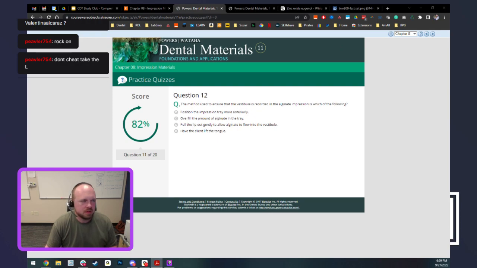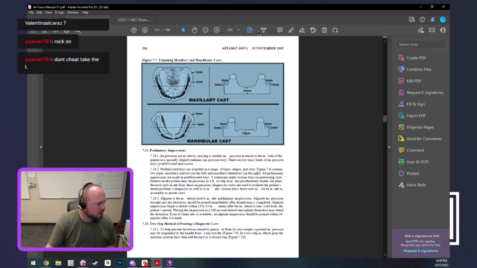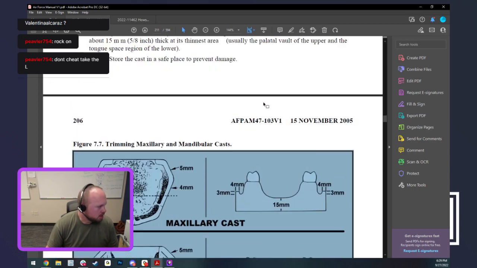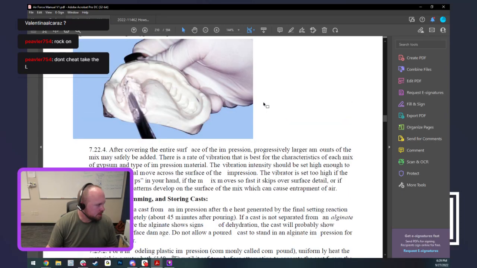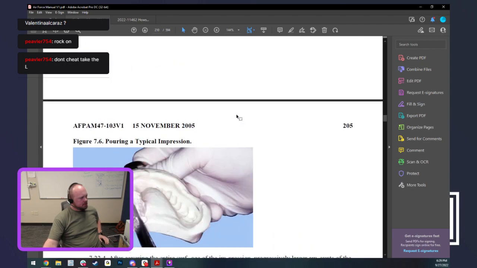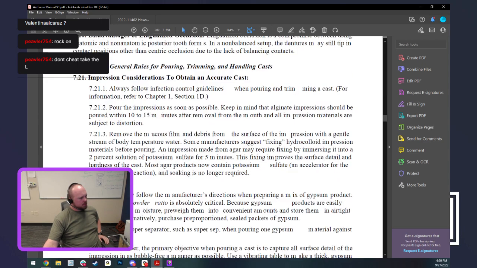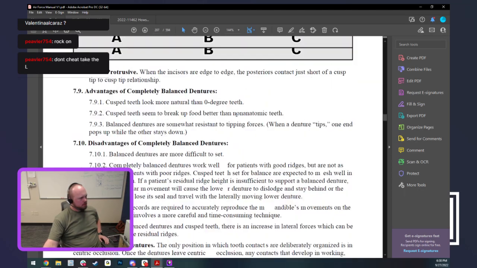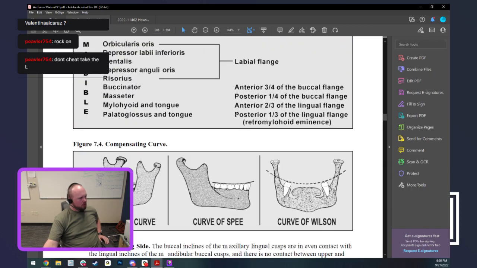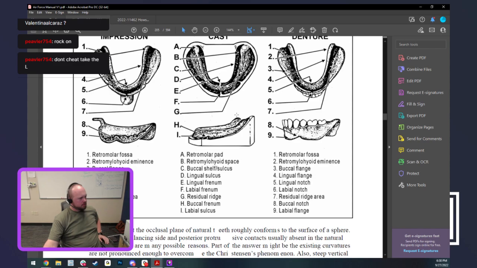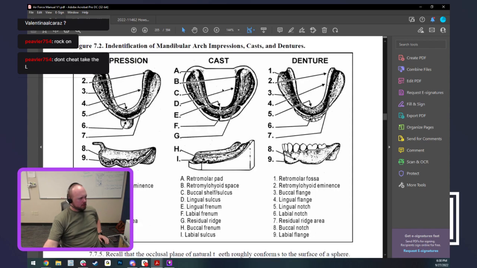I'm going to pull this over to the screen here. So let's talk about impressions. This is going back to the Air Force manual. They're doing alginate there. That's the technique I was talking about, but that's pouring stone into it. Where did that go? There's a really good graphic right up here. Here we go. This is really cool. I like this quite a bit.